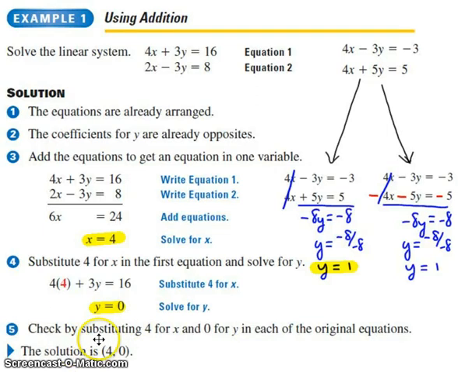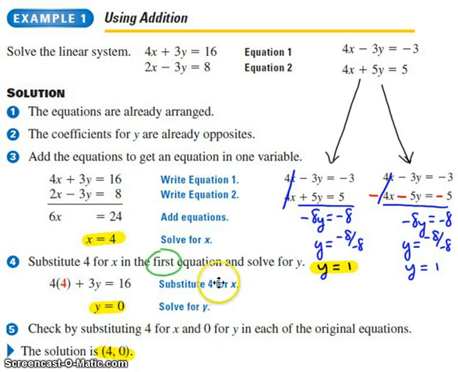The next thing you would do is check and make sure that that's really true. Plug 4 and 0 back in to both of these equations, and if you do that, you'll find both of those equations work. So sure enough, 4, 0 is the right answer. And make sure you understand, it's not x equals 4 and y equals 0. That's not the answer. The answer is the point where they cross, and the point where they cross is 4, 0.